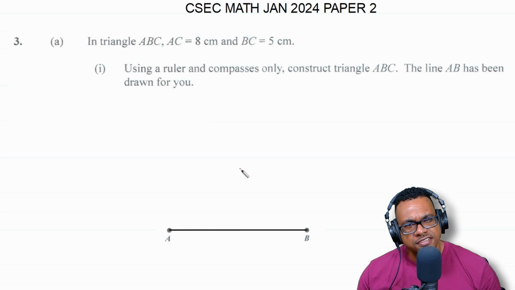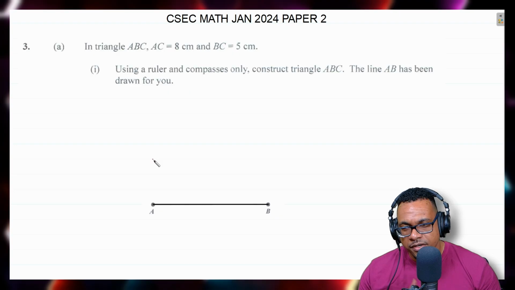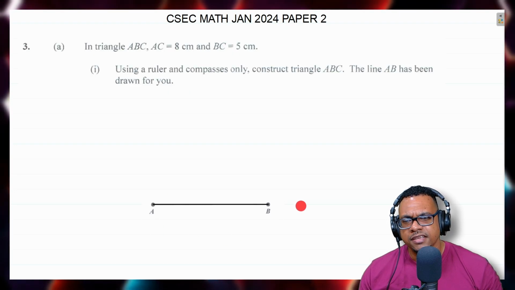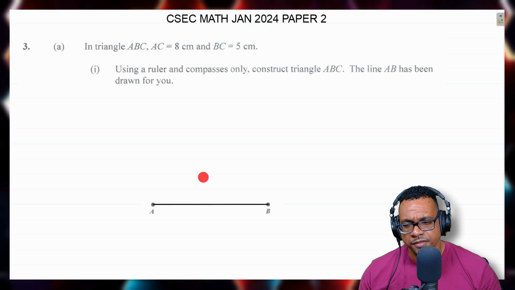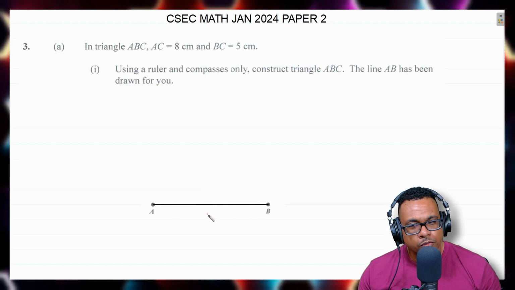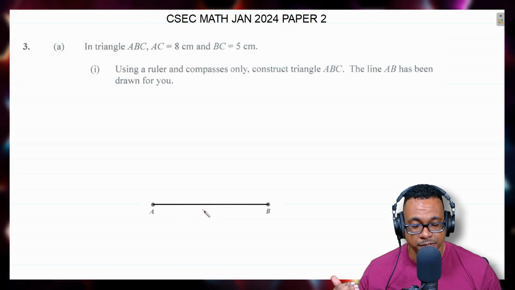Now, I want to address this point that the line AB has been drawn for us. Now, I am on the computer. I would have cropped the picture of the line AB and pasted it onto the whiteboard. Therefore, the length of the line AB on the computer would be different from the length of the line AB on the actual past paper.